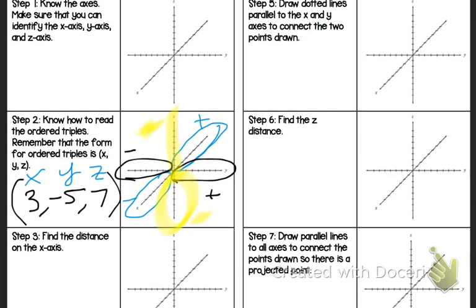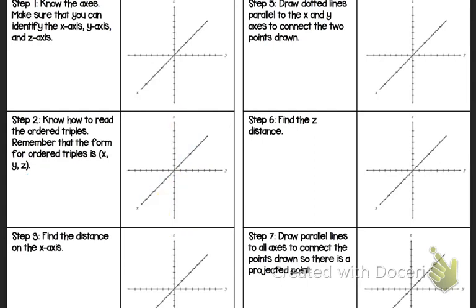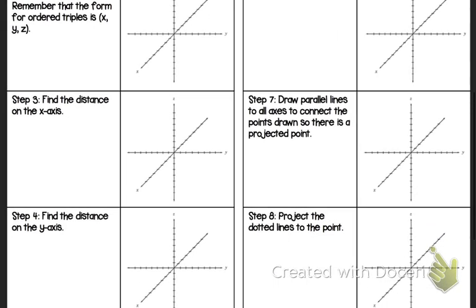Alright, so 3, negative 5, 7. So the first step is to find the distance on the x-axis. So it was 3 if we're using that point. So that would be positive 3, so right here. Then find the distance on the y-axis. So that was negative 5. 3, negative 5, 7. Just write that down. Okay. So negative 5 on the y-axis would be 1, 2, 3, 4, 5, about here. Okay, so we have our 3 on the x, negative 5 on the y. That's not the actual points, but that's what we're basing it off of.